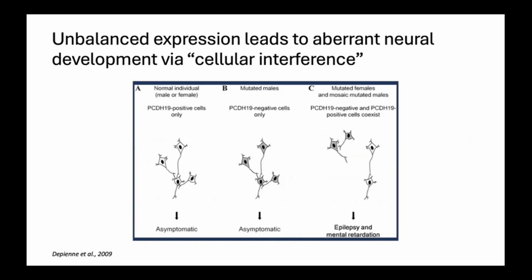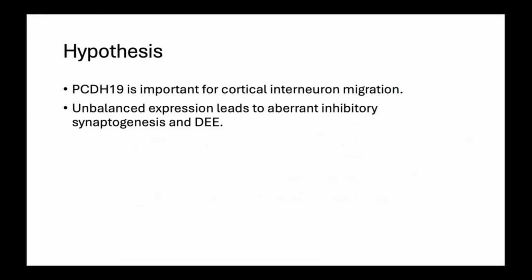And this is just reviewing what you have already heard: when there are PCDH19 positive cells only, there's normal cell-to-cell interaction and patients are symptomatic. In males, when you have PCDH19 mutations in all their cells, they're asymptomatic. But because of the random exon activation that happens in females, you get a mosaic pattern in which PCDH19 negative and PCDH19 positive cells coexist, but they don't interact normally. So our hypothesis is that PCDH19 is important for cortical interneuron migration, but that an unbalanced expression leads to aberrant inhibitory synaptogenesis and may lead to the phenotypes seen with DEEs.